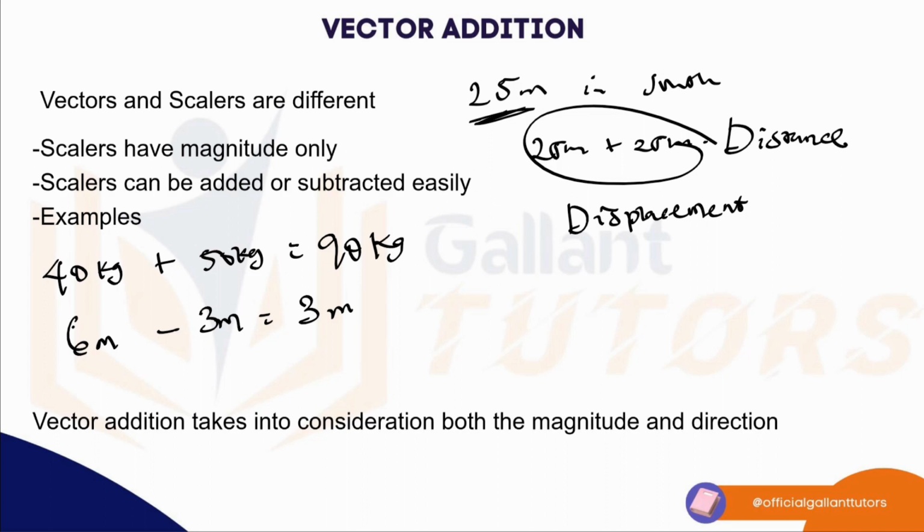But when we're adding vectors, we take into consideration both its magnitude and its direction. I hope that's clear. Alright, if you don't understand it, just comment in the comment section below so we can come over it again.